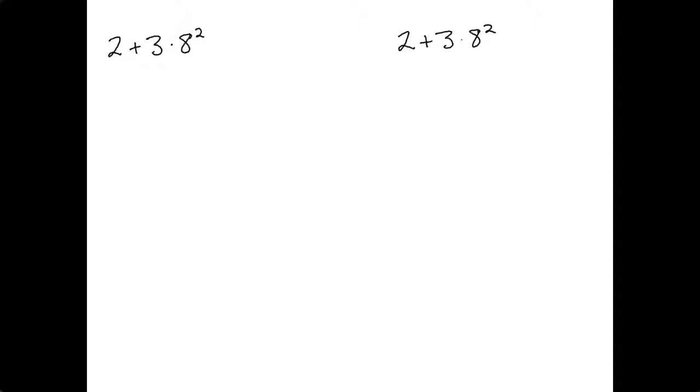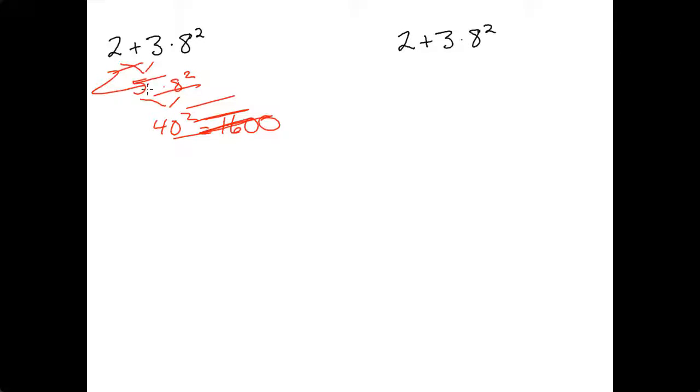When we write something such as 2 plus 3 times 8 to the 2nd power, we realize that reading it left to right, just like normal, 2 plus 3 times 8. Some people might actually do that. 2 plus 3 is 5, and 5 times 8 is 40. 40 to the 2nd power, or squared, is big. That's not actually what's going on.